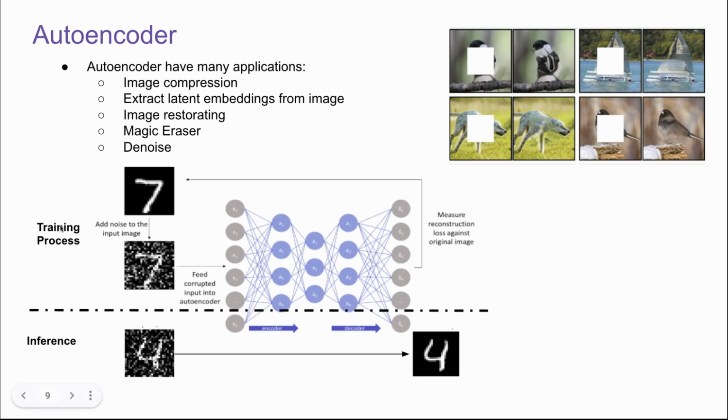For example, in the training process, we take the input image and add noise to corrupt it, and then we feed the corrupted input into the autoencoder. We try to reconstruct the actual original image. We can measure reconstruction loss by comparing the output and the original image. In this way, we can slowly train the autoencoder to reconstruct from a corrupted image. And during inference time, we pass in a noisy image. It can learn to reconstruct it into an image of much better quality. So this is a denoising example, and the magic eraser example uses a similar mechanism.